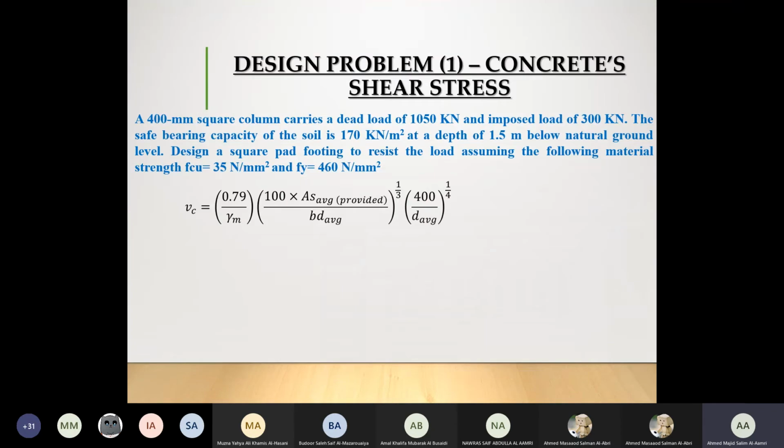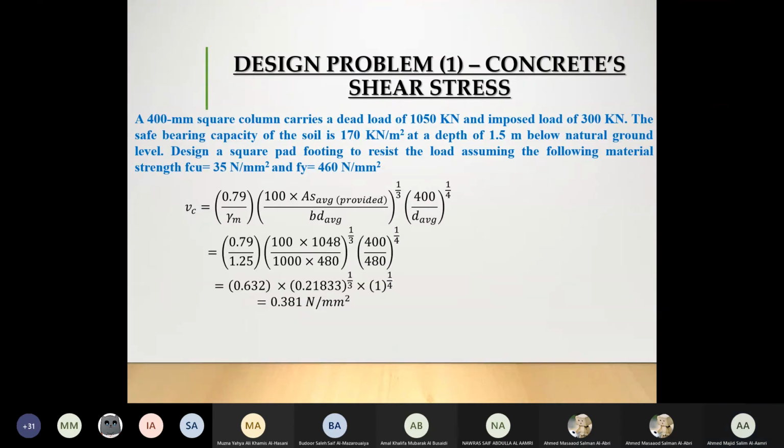So now we will return and apply whatever values in the equation. You can see that we have substituted gamma m to be 1.25, AS provided is 1050 if you are using the table, 1048 if you are using the manual method. And then you can see that this will not exceed 3. It is 0.21. 400 over 480. Now you can see 400 divided by 480 to the power of 1/4 should not be lesser than 1. I have kept it from the beginning to be 1. If it's lesser than 1, it will cause you a problem because you cannot use it. The code says for you it should not be lesser than 1.